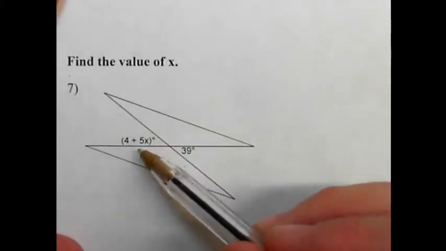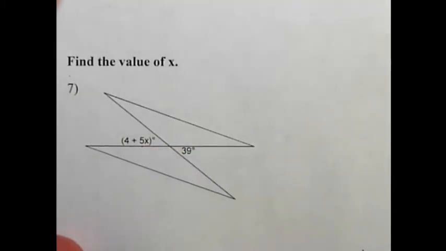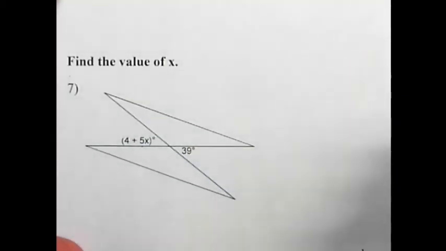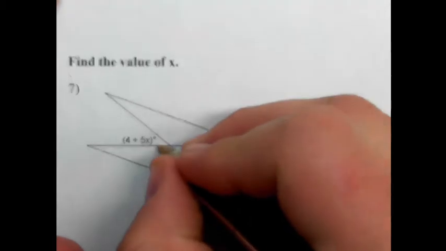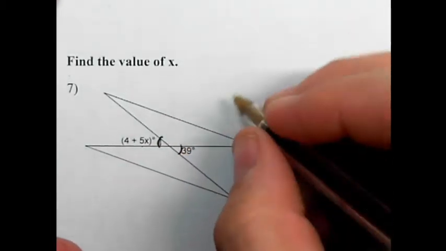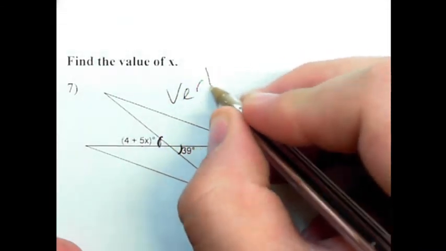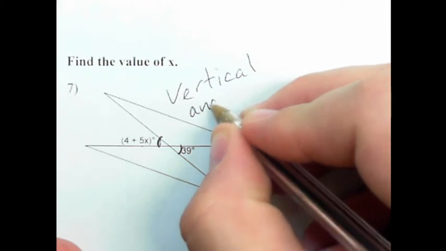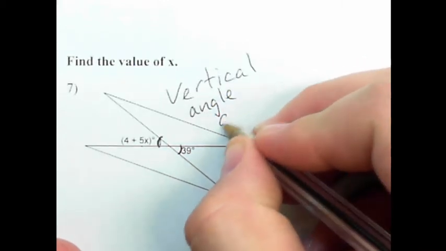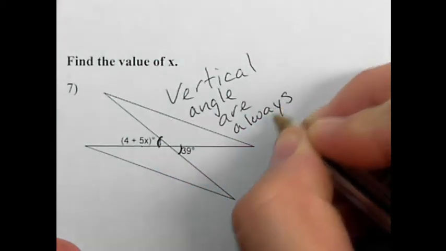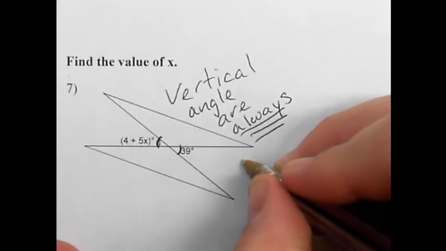All right, so we're asked to solve for x here. What I know is I have a pair of lines that cross, and isn't this angle congruent with this angle because they are vertical angles? And vertical angles are always congruent.